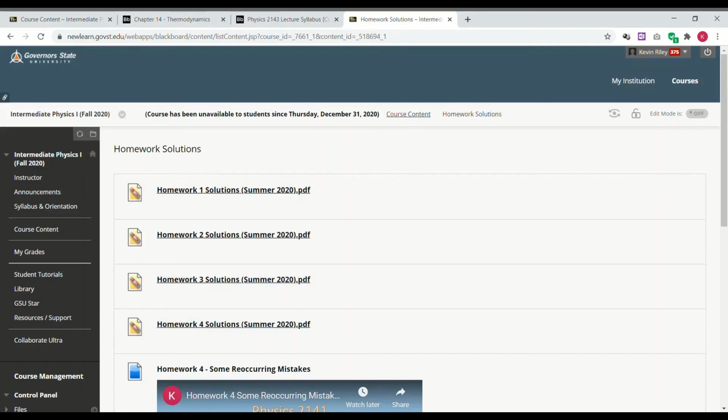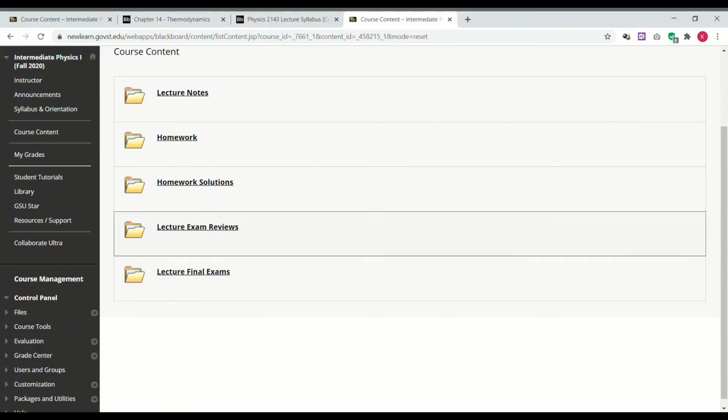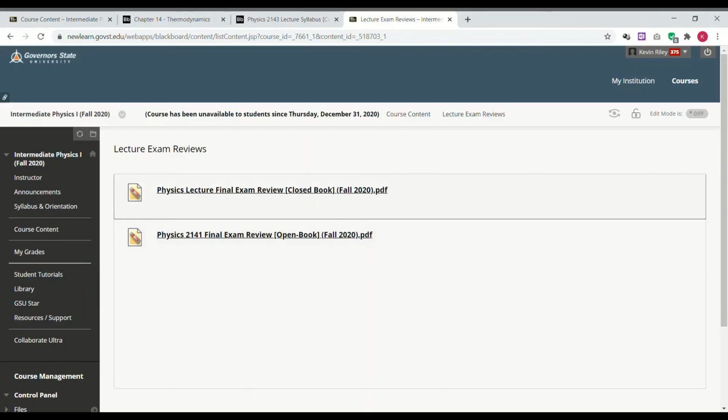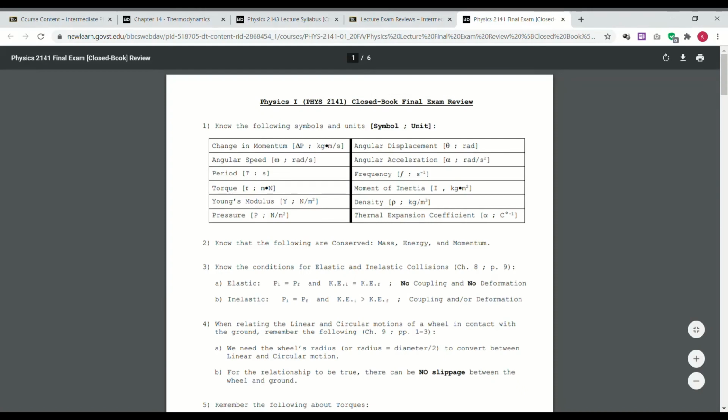Then let's see, what else would we have? Then when it comes time for the exams, a couple weeks before we actually do the exam, I will have review sheets. So you'll want to look for that, because in the review sheet I give you important information. Let's just look at this one here.